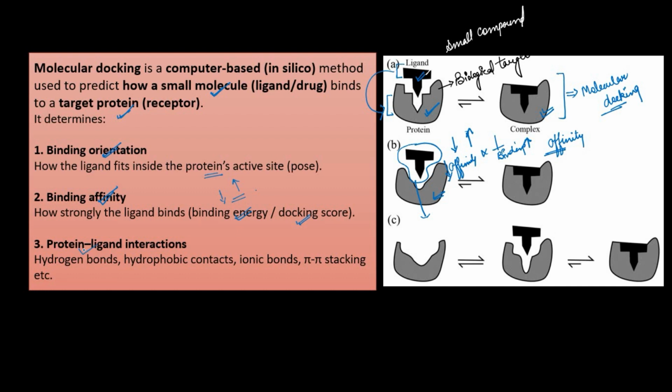Next, protein and ligand interactions. Whenever the ligand binds to your protein, various interactions come into play, like hydrogen bonds, hydrophobic contacts, ionic bonds, and pi-pi stacking.